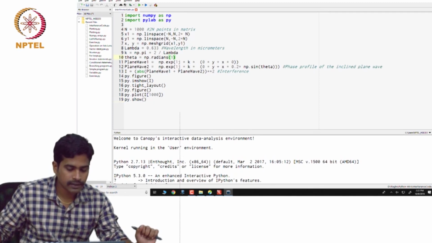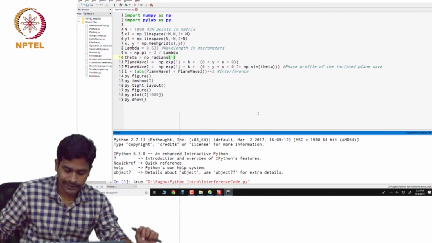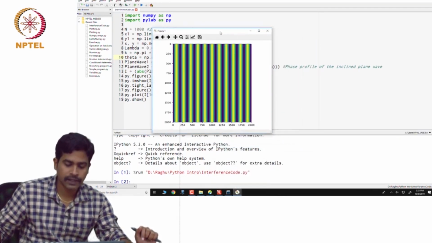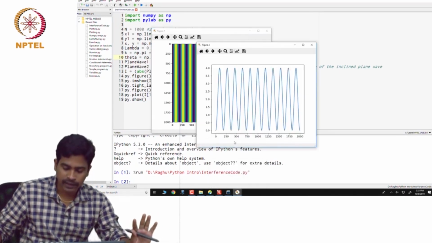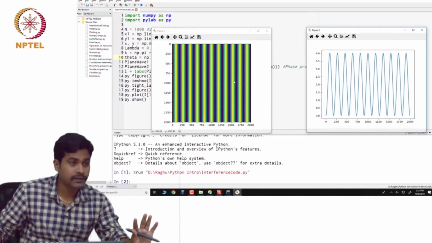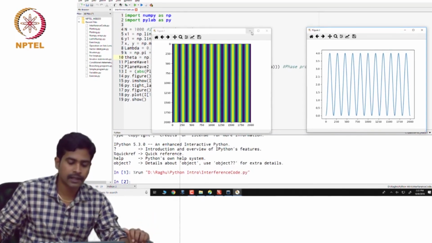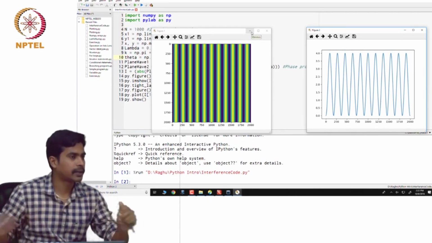Let us say first we will just run the program as it is, and yeah. So, we got two figures. The first figure is the actual interference pattern, and the second one is one of the rows I have taken from this figure and plotted to show the sinusoidal variation. This is for the case where the plane waves are going at 1 degree with respect to each other.